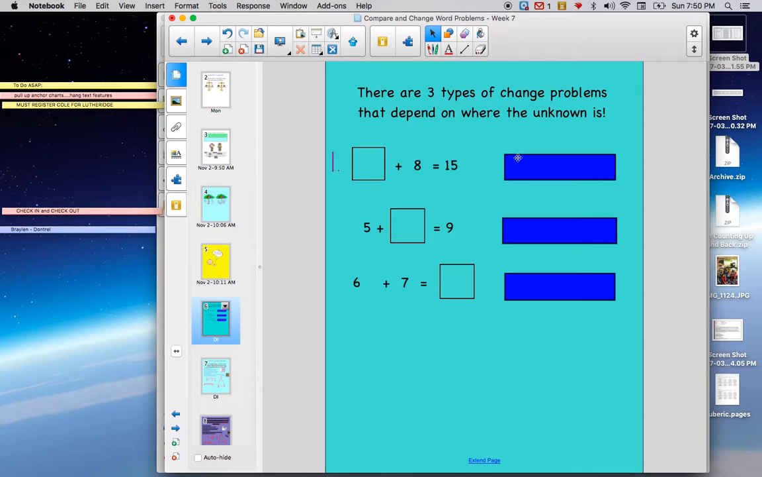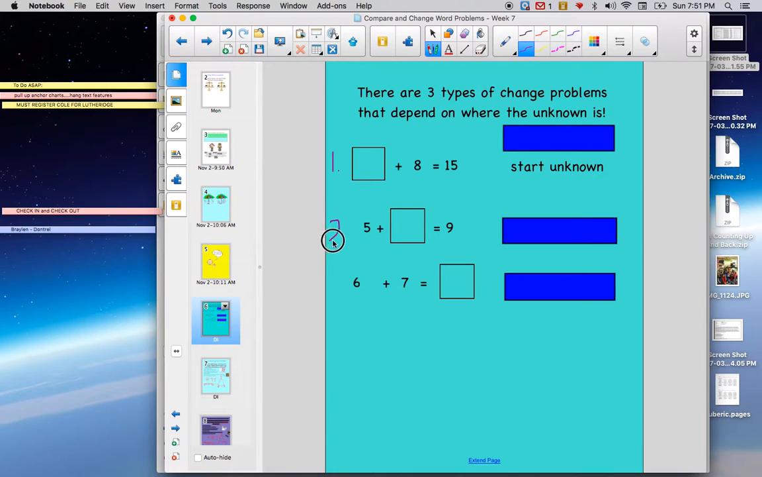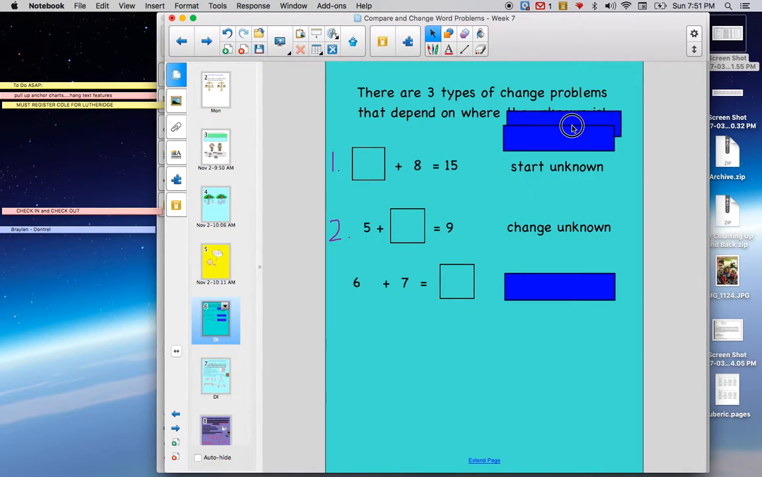If you saw that the box was at the start of the equation, you guessed correctly. It's a start unknown. Now for number two, you're trying to think, where's the unknown here? Is it at the start? Is it at the change? Or is it at the end? If you realized that the unknown was what happened when I added or took away from my pile, it is a change unknown problem. You got that correct.